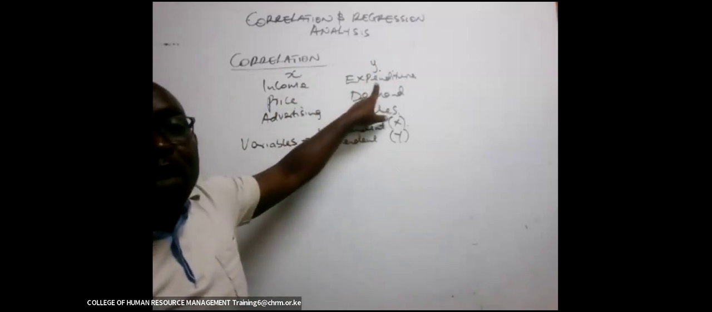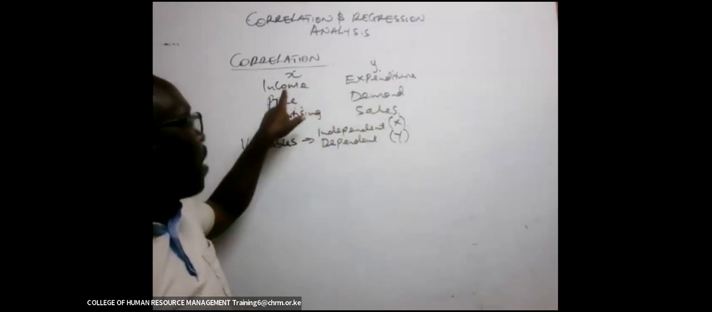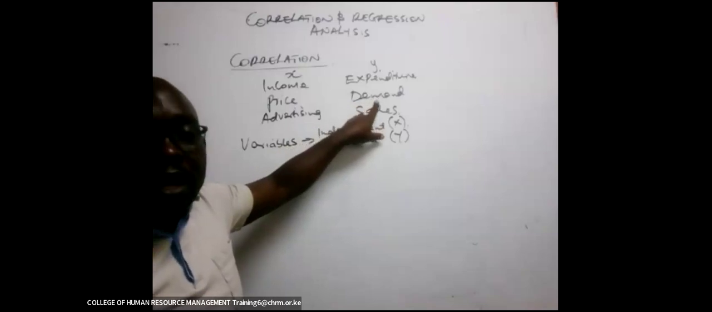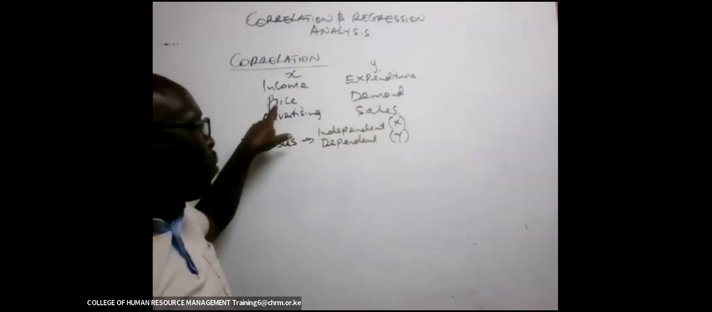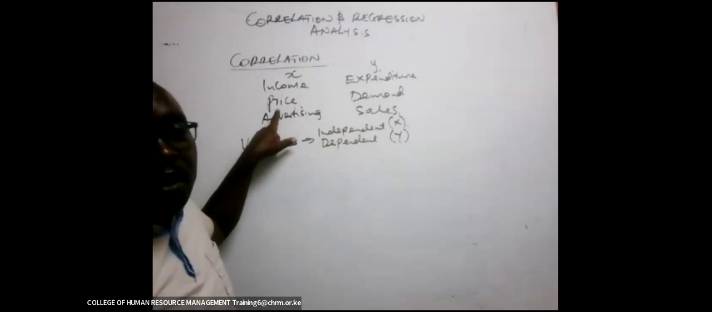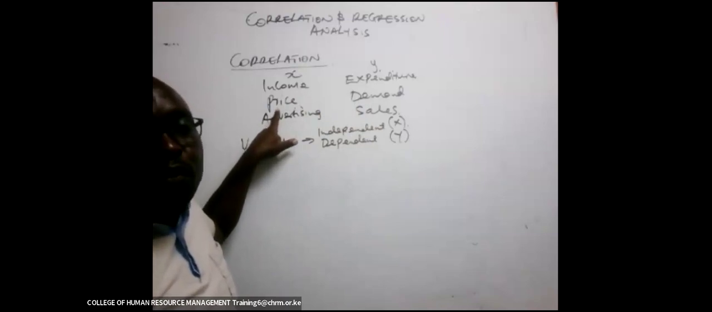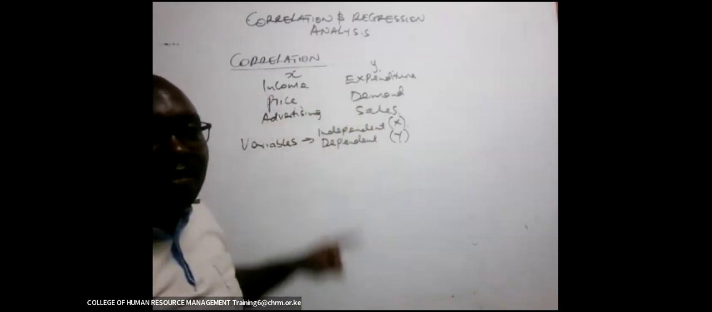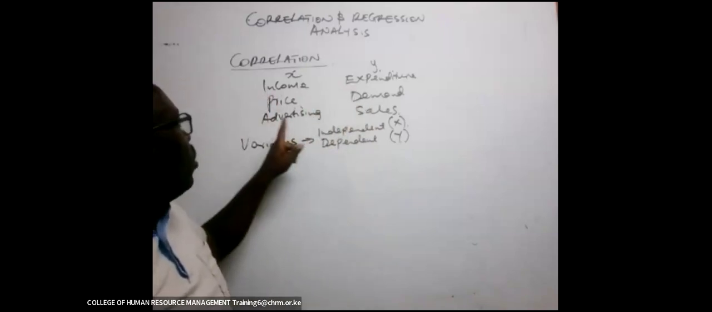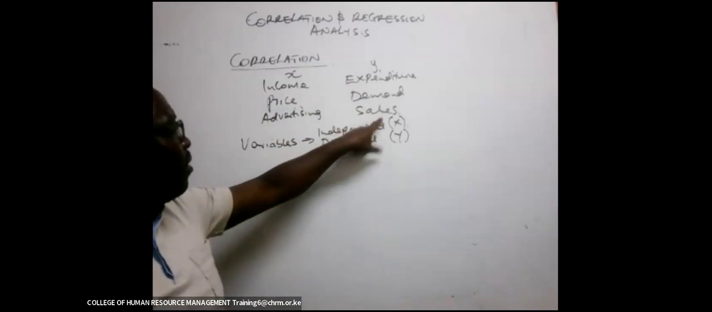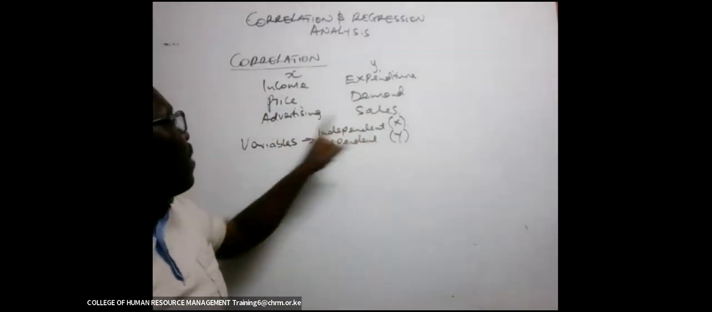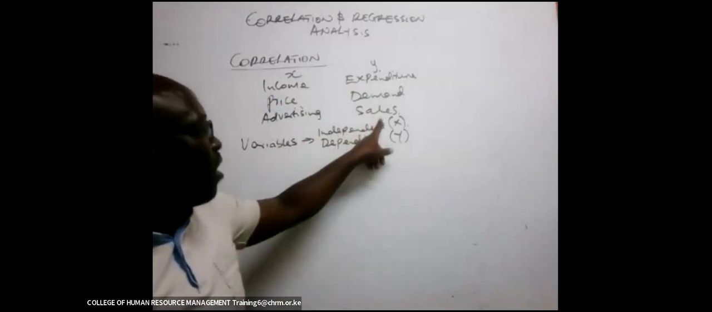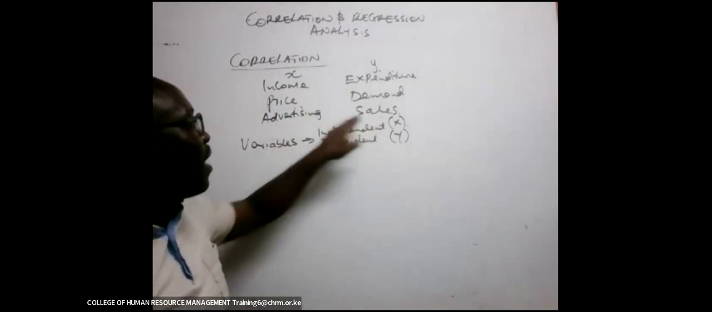The amount of money that you spend depends on the income. The amount of demand that will be witnessed depends on the price of the commodities. And I think you can remember that from the law of demand. As price decreases, demand increases. Sales will be affected by the advertising. The more we advertise, the more we sell. The less the advertising, the less the sales.